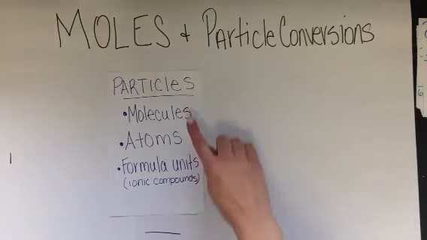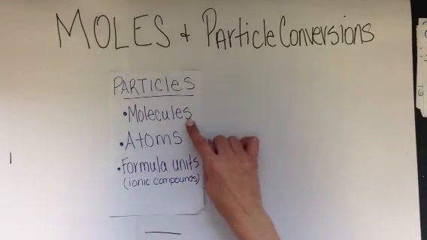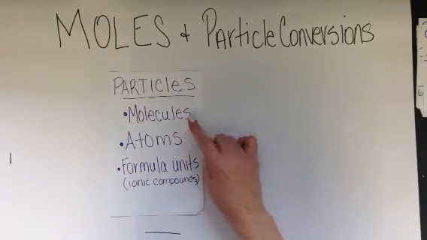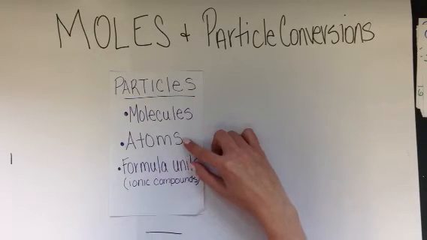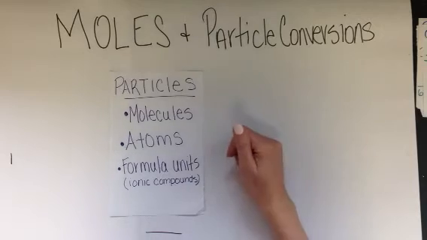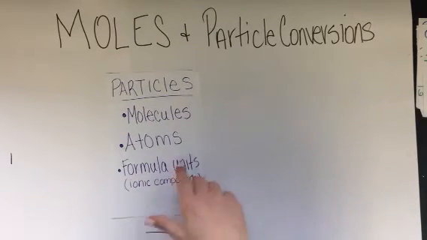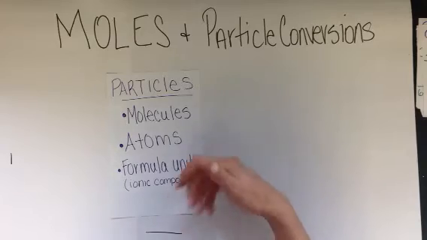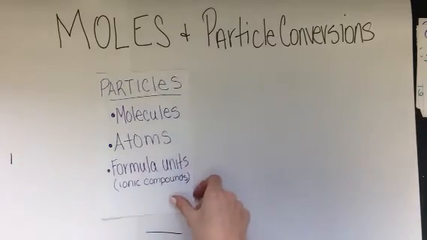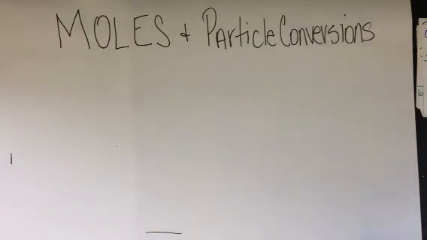So an example of a molecule would be something like, maybe you want to know how many moles of water you have. An example of atoms would be, maybe you want to know how many moles of carbon you have. And formula units would be, maybe you want to know how much NaCl. Those would be all examples. Okay, these are all called particles.